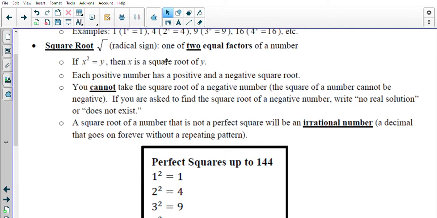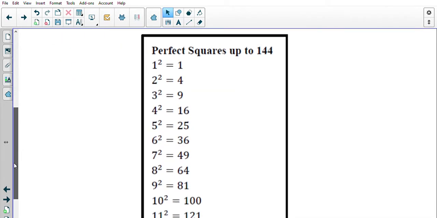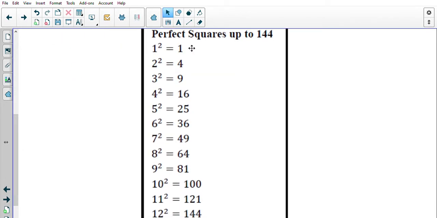A square root of a number that is not a perfect square is not going to be a whole number. It's going to be an irrational number. That's a decimal that goes on forever without a repeating pattern to it. So if I say, what's the square root of 1? That's going to be 1. If I say, what's the square root of 4? That's going to be 2. The square root of 9 is going to be 3. These numbers are perfect squares.